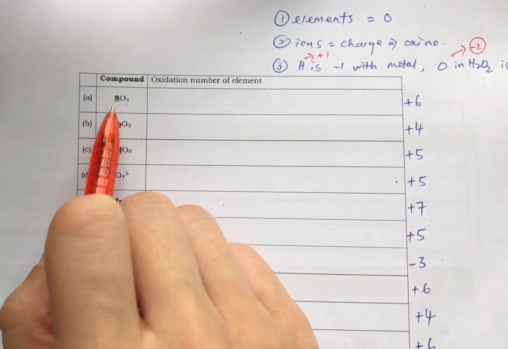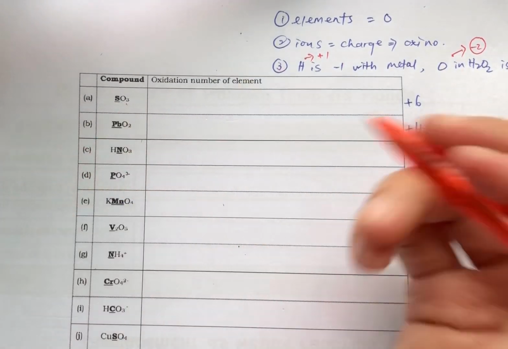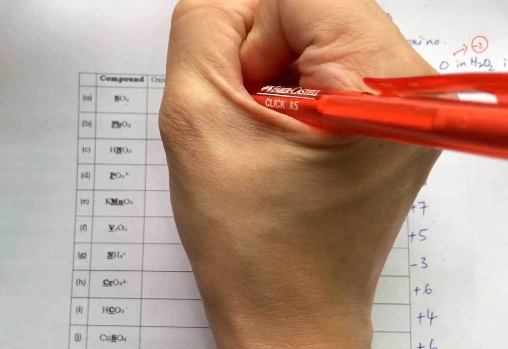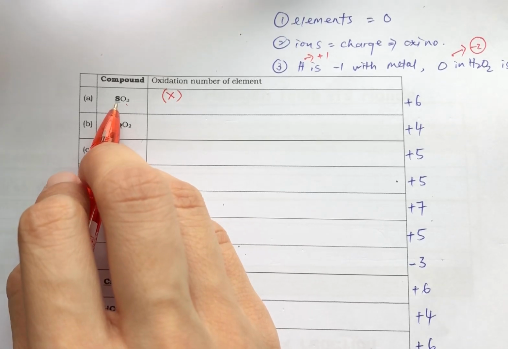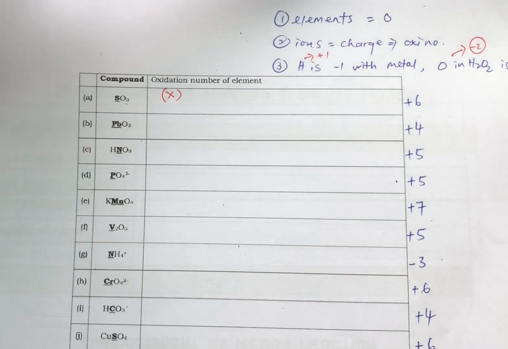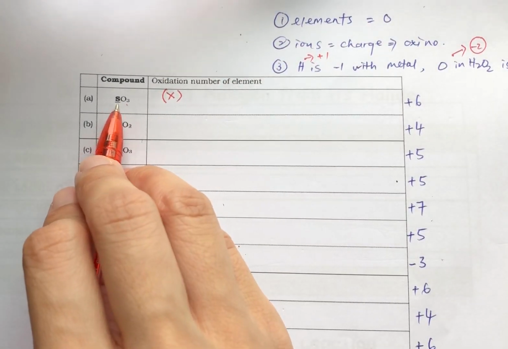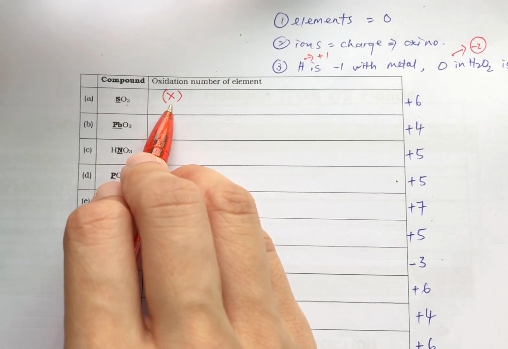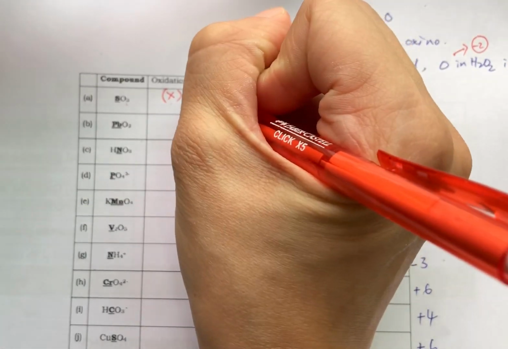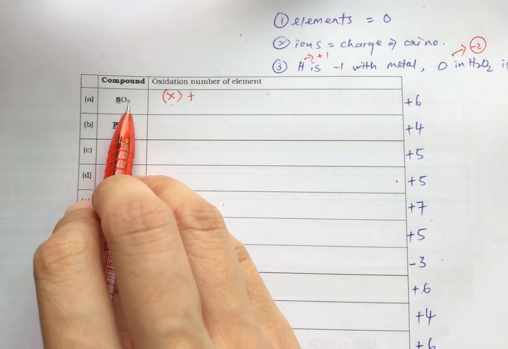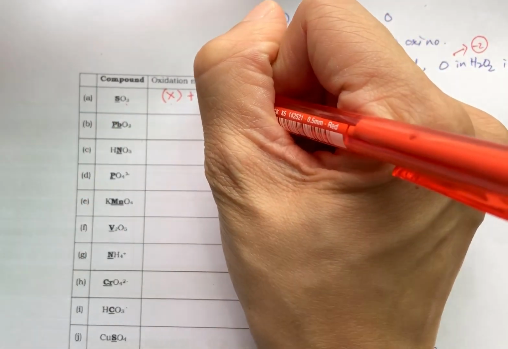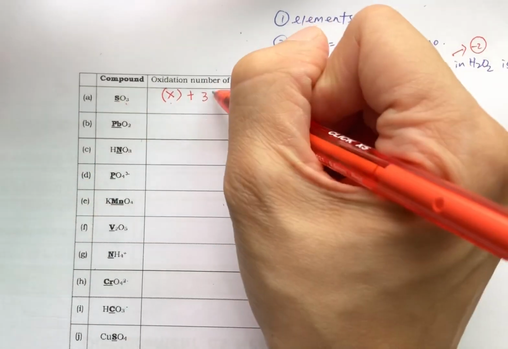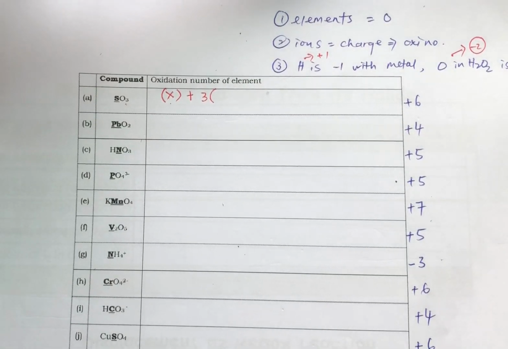Very good. So in SO3, they want me to find out S. I just use X to represent the charge of sulfur, because I want to find out X, that means S, which I don't know yet. Then I add it with the charge of 3 oxygen. This is SO3, so 3 oxygen.